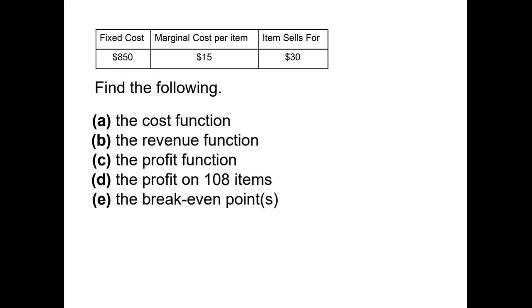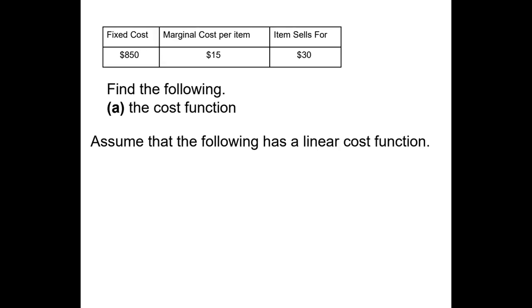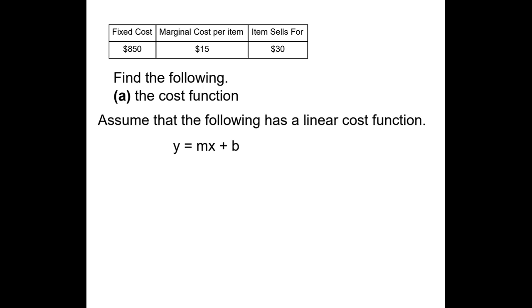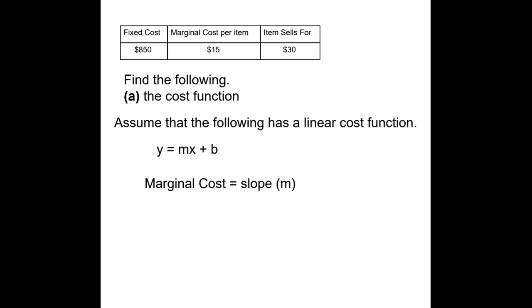All right, let's go ahead and start with this first one. A, find the cost function. So again, what we're going to do is assume that the following has a linear cost function. Just as in the example that I just did before, a linear cost function is given by the equation y is equal to mx plus b. This is my linear form, but I want a function now. So to build it, first let's get all the variables that we need.